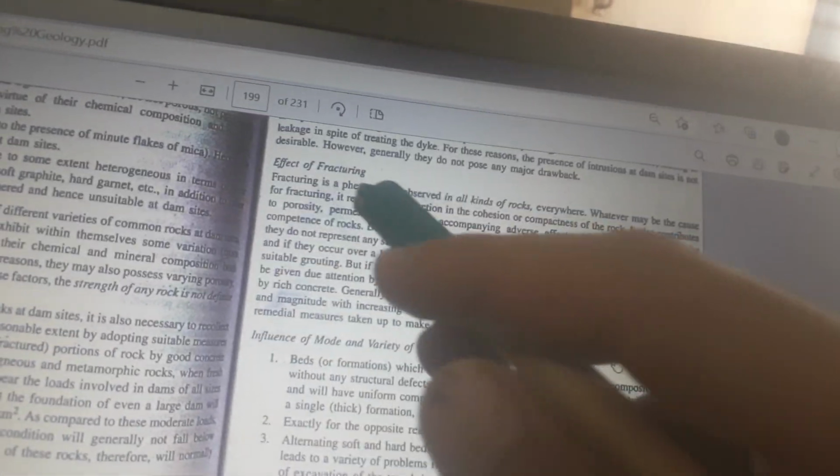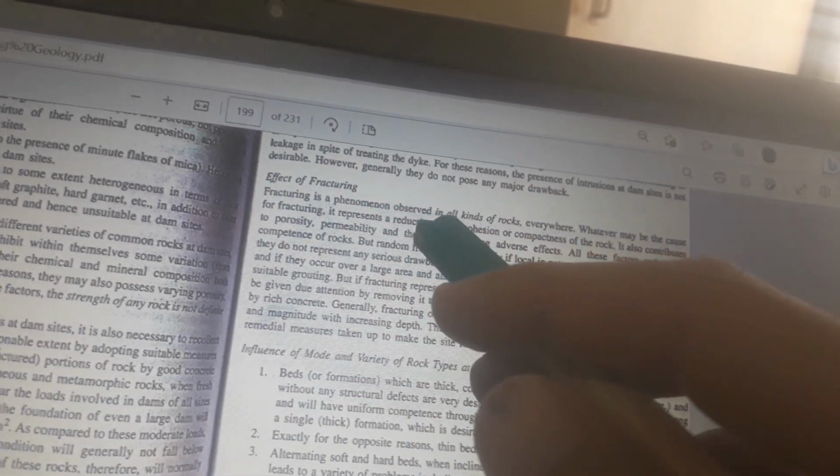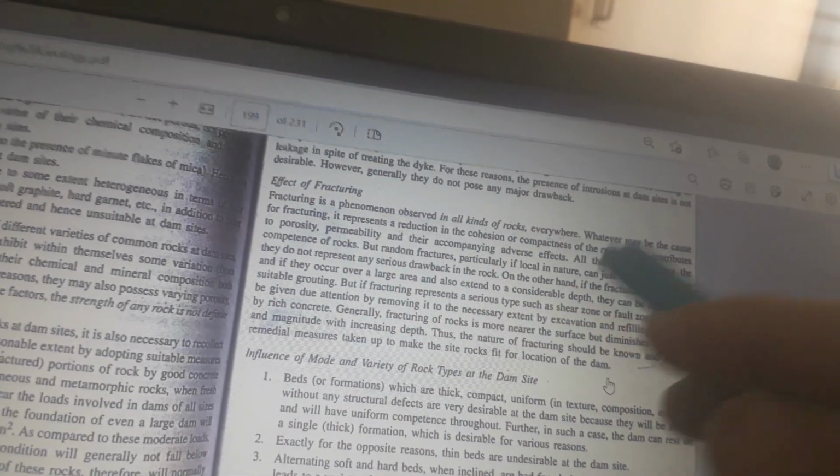Effect of fracturing. Fracturing is a phenomenon observed in all kinds of rocks everywhere. Whatever may be the cause of fracturing, it represents a reduction in cohesion or compactness of the rock.